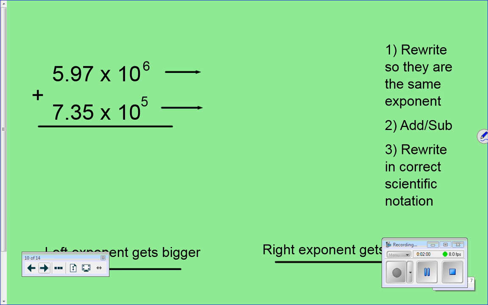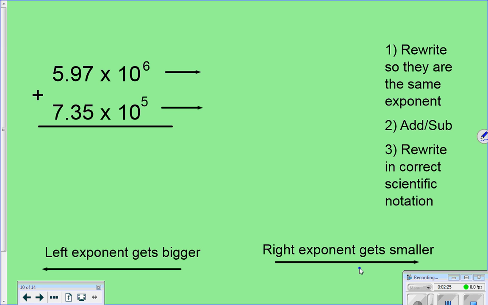Okay, so here are 2 with different exponents. A few things you probably want to write down. First, rewrite so they are the same exponent. Then you're going to add and subtract the numbers, not the exponents. And then you need to rewrite in scientific notation. This is for adding and subtracting, it's for both. And then the one thing you must write down in your notebook, because you're always going to refer back to this, are these 2 things. Your arrows.